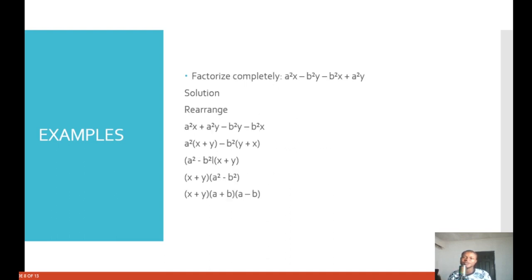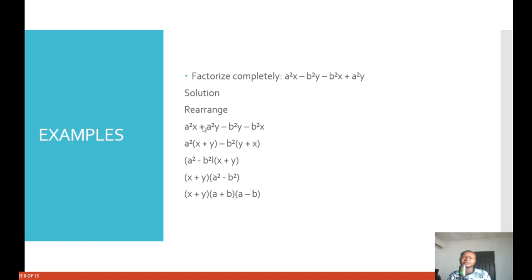Yeah, you can see we have a different dimension so as to make our work easier. So here we have a square x minus b square y minus b square x plus a square y. So obviously if we check everything, we don't have anything that is common. So what comes to our mind now is to rearrange. So how do we rearrange? We arrange purposely so as to have a common factor to bring out, and we have a unique bracket.